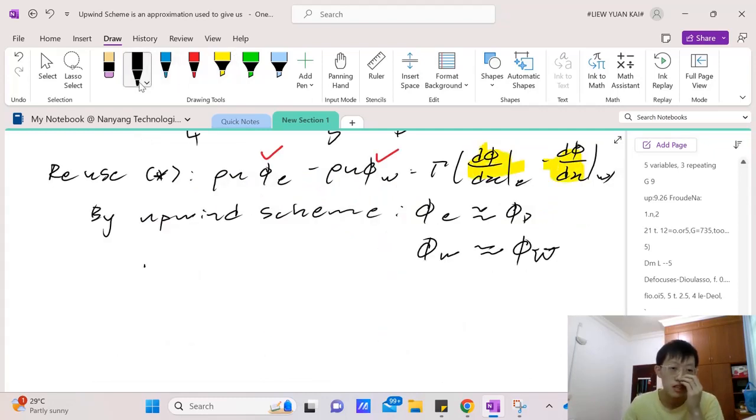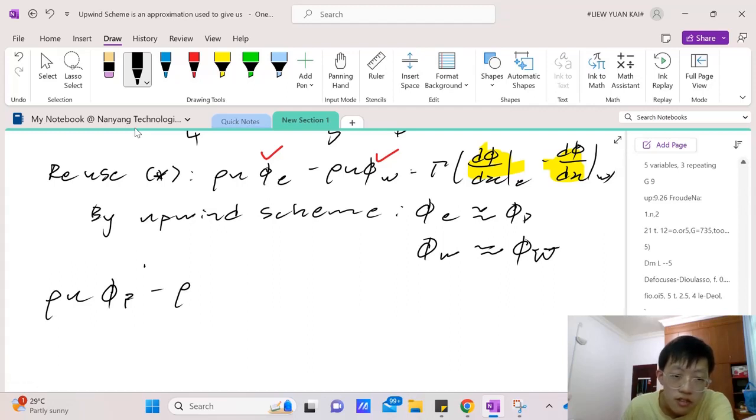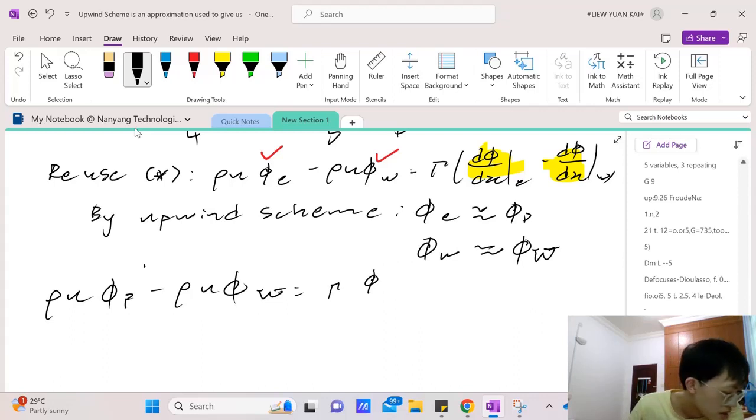Okay, so let's go ahead and do our approximations. So phi e, I'm going to replace it with our upwind scheme. So this, phi small w, again the upwind scheme. Then the conduction terms, I'll replace it with what we got just now.